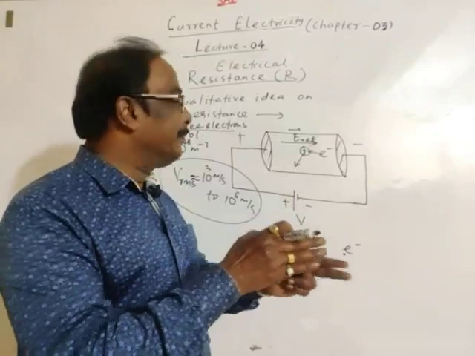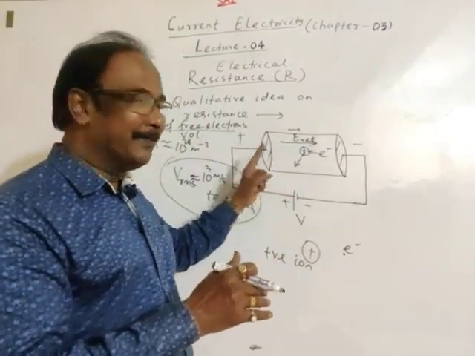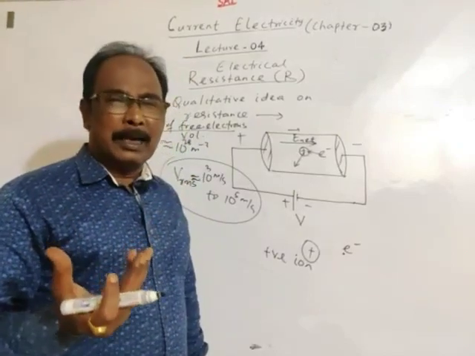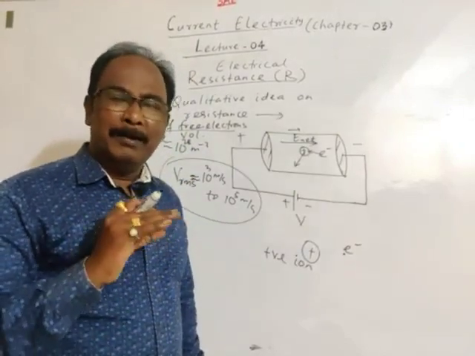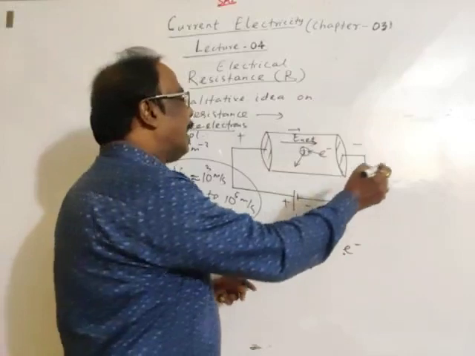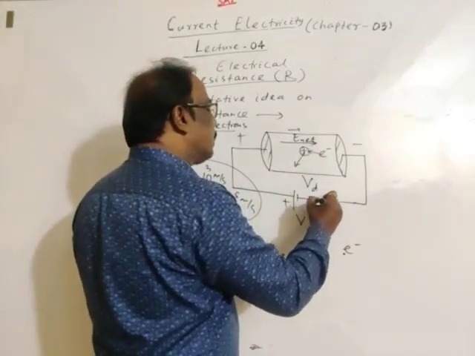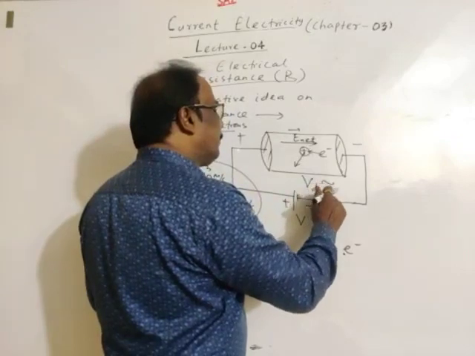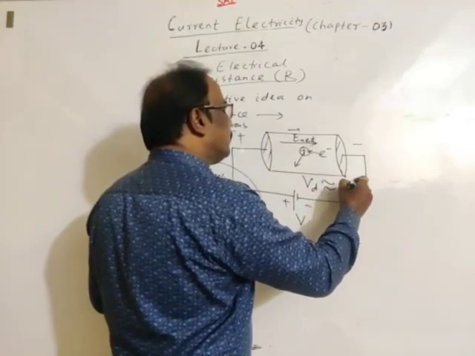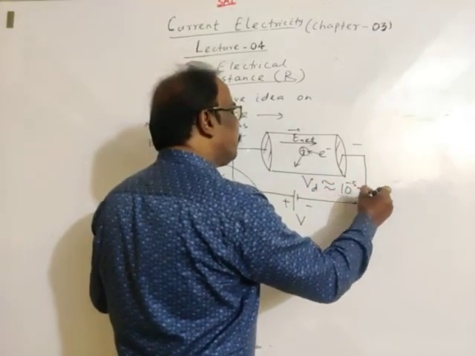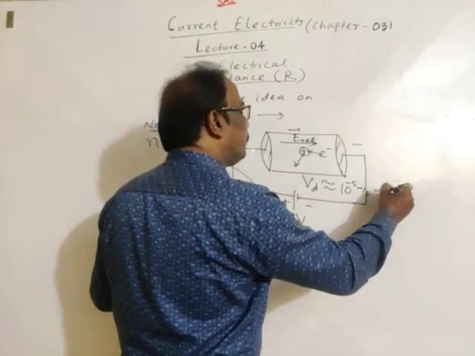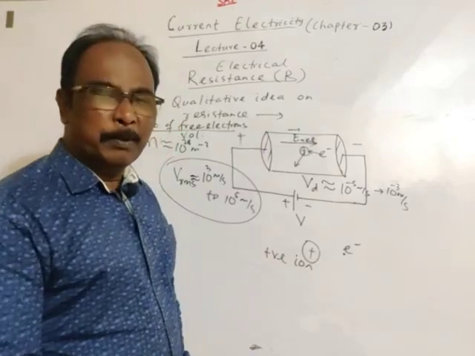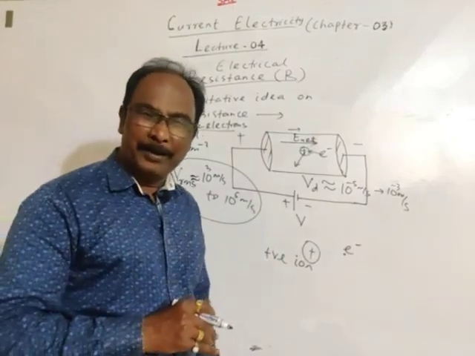Electrons move slowly towards the positive terminal, and under certain conditions, at a given temperature for a given nature of material, the average velocity of electrons is called drift velocity. The order of drift velocity is approximately 10 to the power minus 5 meter per second, or maybe up to 10 to the power minus 3 meter per second, which is very, very small. All these concepts we have already discussed.